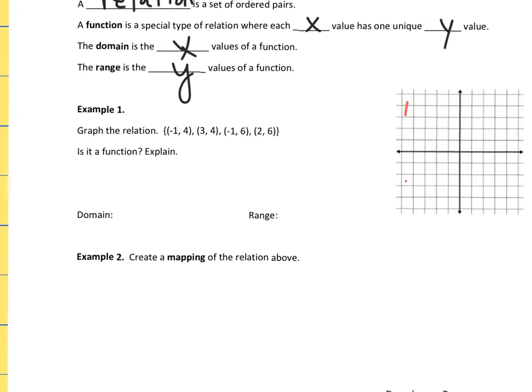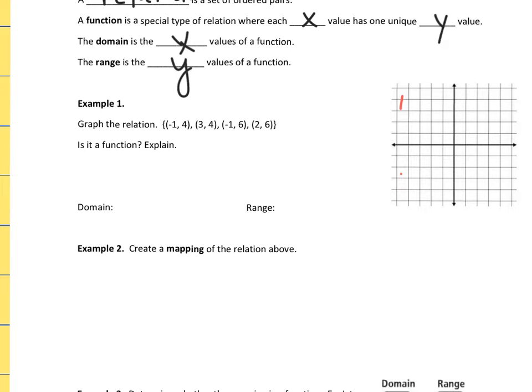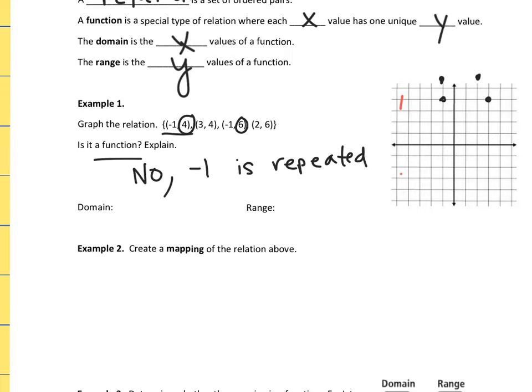So for example 1, graph the relation. I'm going to graph the ordered pairs (-1, 4), (3, 4), (-1, 6), (2, 6). Okay, so is this a function? No, it's not, because this -1 can't go with 4 and 6. So no, -1 is repeated. Or it does not have a unique y, it has two different y values. That's another way that you could describe it.